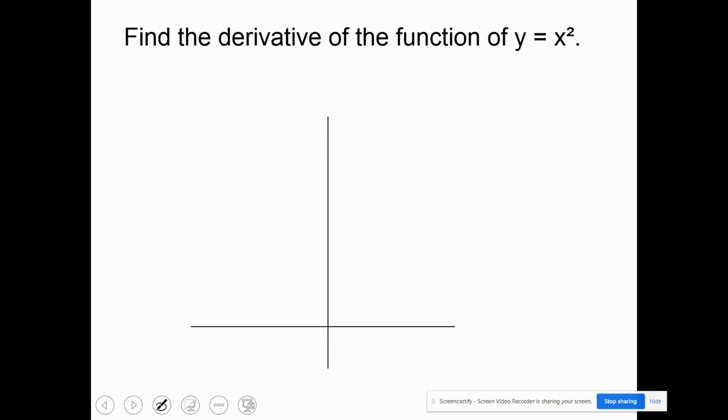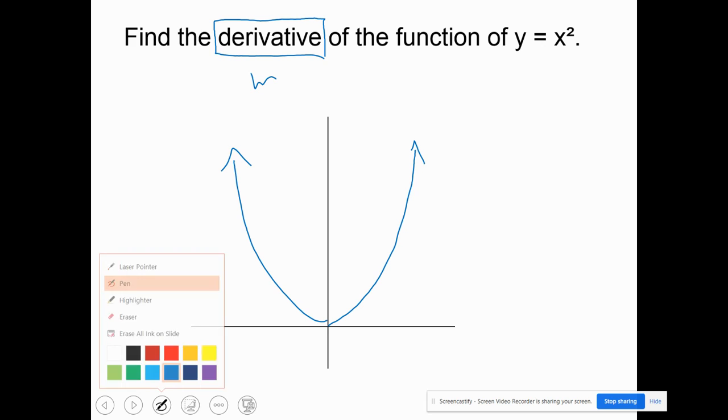Okay, so let's take this example here. It says find the derivative, which means find the slope formula of the function y equals x squared. So y equals x squared is a graph that looks like this. If I'm looking for my derivative, if I'm looking for my slope, I need 2 points that are going to be very close to one another.